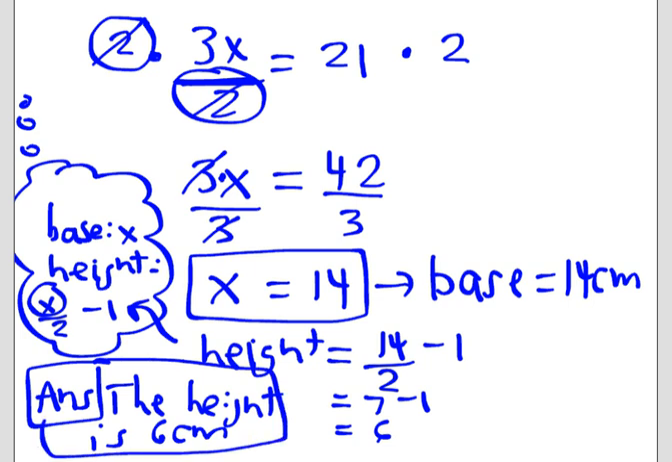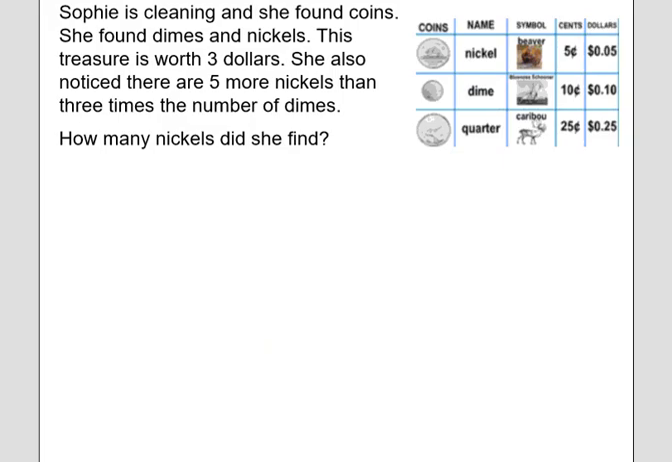All right. Now let's look at another problem, but this time using money. I'm going to give you a second to look at that. Sophie is cleaning and she found coins. She found dimes and nickels. This treasure is worth $3. She also noticed that there are 5 more nickels than 3 times the number of dimes.